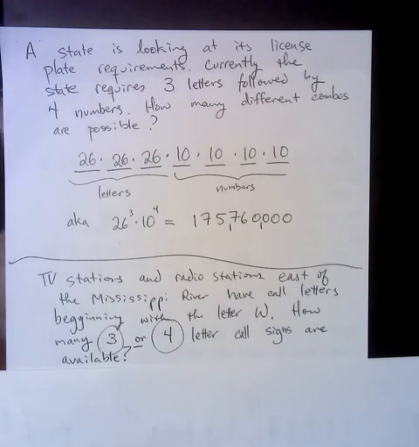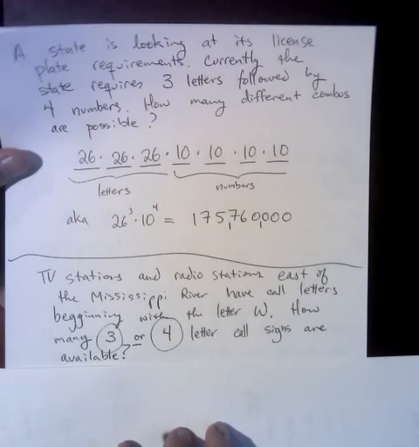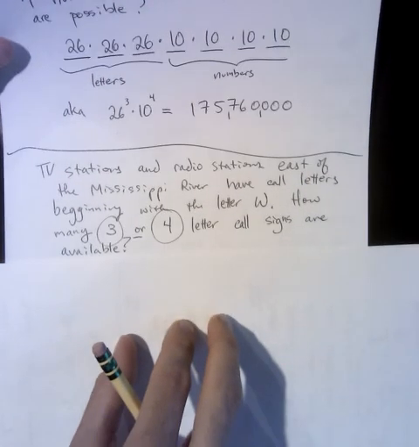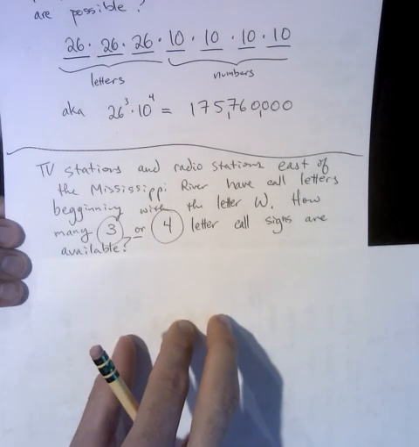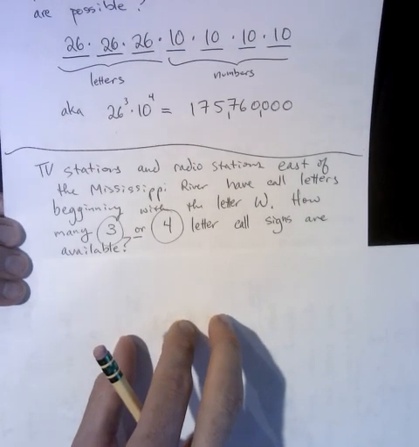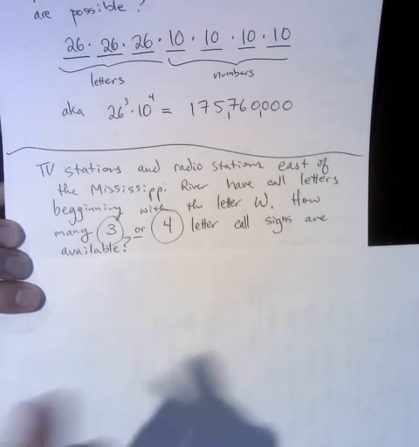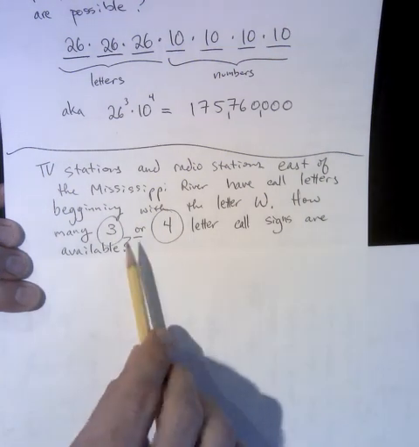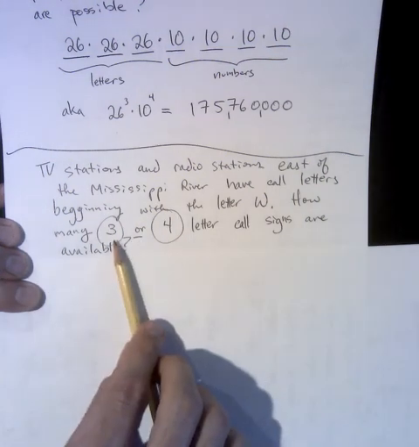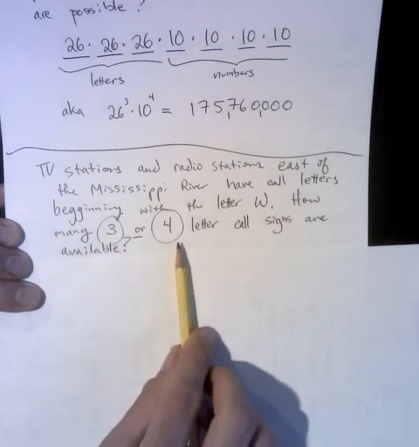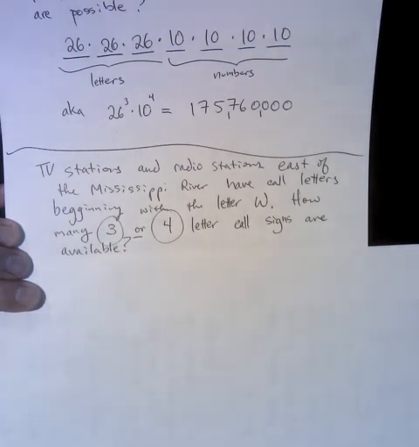TV stations and radio stations east of the Mississippi River have call letters that have to begin with the letter W. How many 3 or 4 letter call signs are available? So this one has a little bit of a twist to it. We're going to have to figure out each of these separately and then figure out some way to combine them to answer the question here.